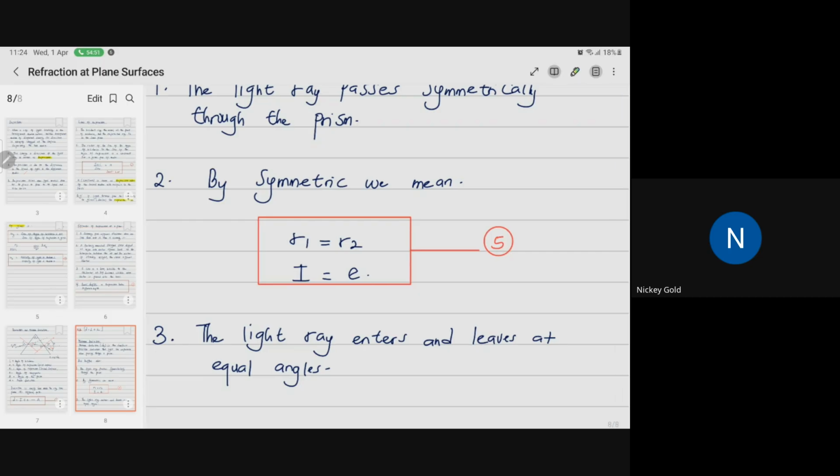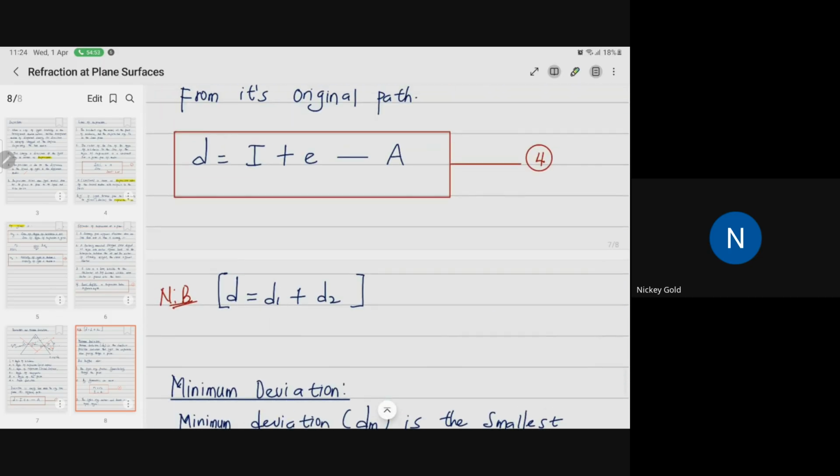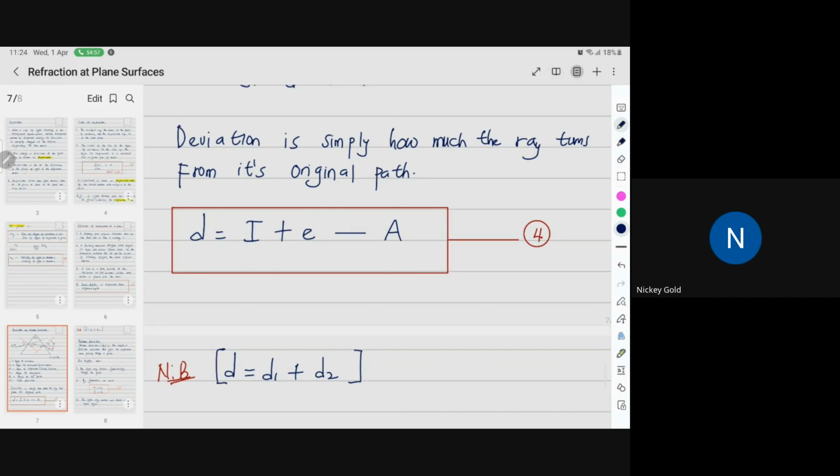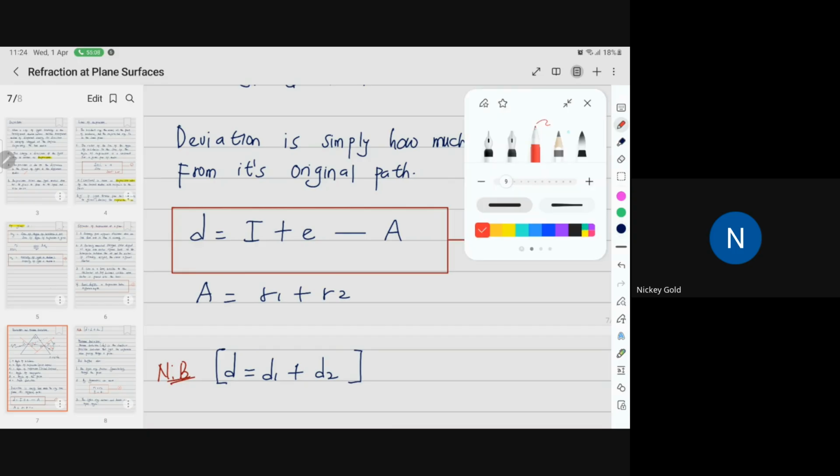And there's a formula I forgot to add here, that deviation is I plus E. I also forgot to add that A is equal to R1 plus R2. So let me add that one and call it equation 4 for A.